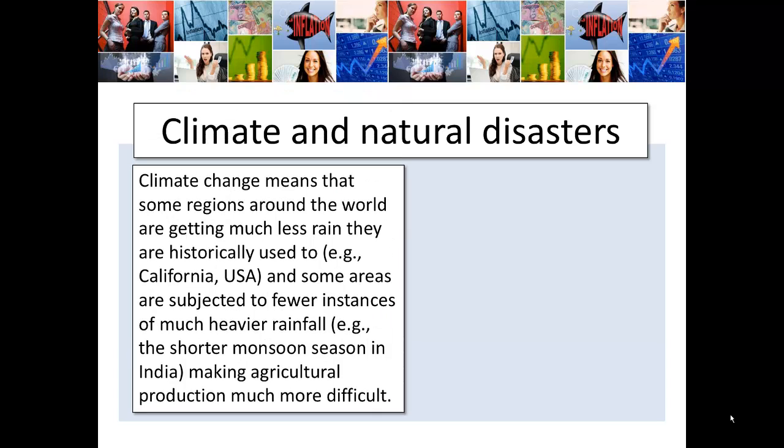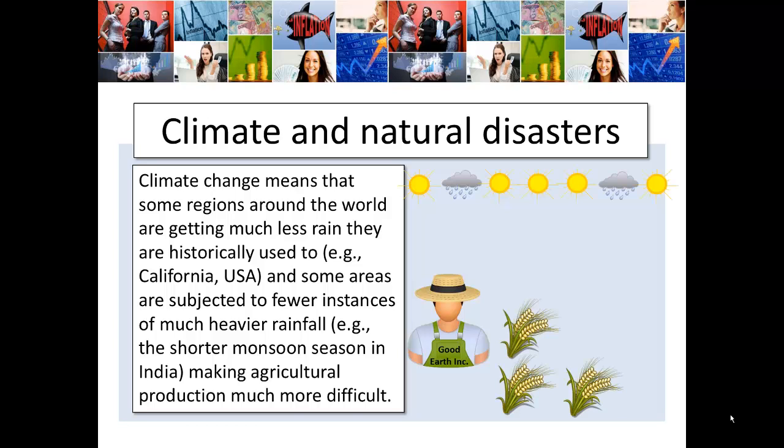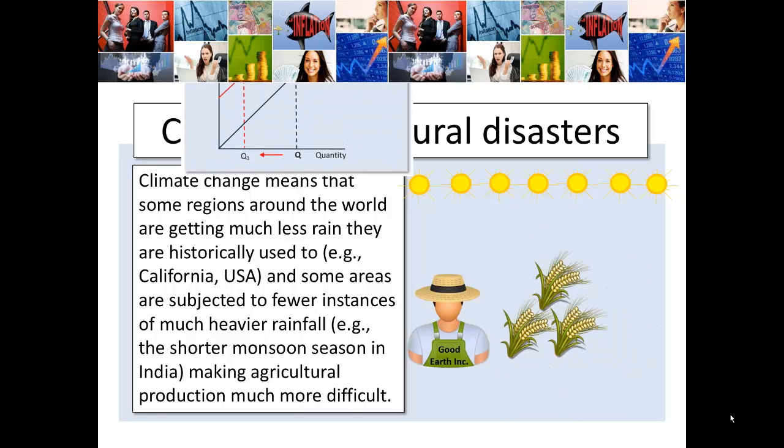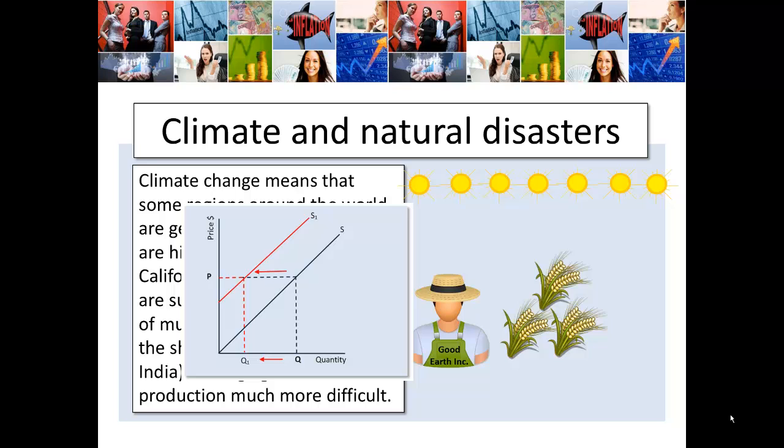Climate and natural disasters. Climate can affect the supply of lots of different commodities. So if a farmer has a good growing season, lots of sun, enough rain, then our farmer is going to be able to supply a lot of wheat to the market. However, if there's a drought and the production of wheat decreases as a result, then the supply curve will shift left. Less is supplied at each and every price.